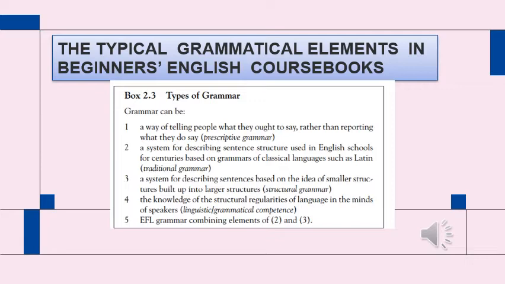3. A system for describing sentences based on the idea of smaller structures built up into larger structures, or structural grammar. And the 4th is the knowledge of the structural regularities of language in the minds of speakers, such as linguistic grammatical competence. And the last one, EFL grammar, combining elements of 2 and 3.